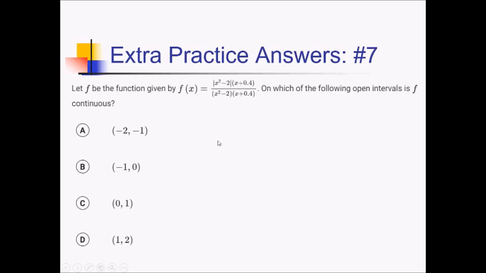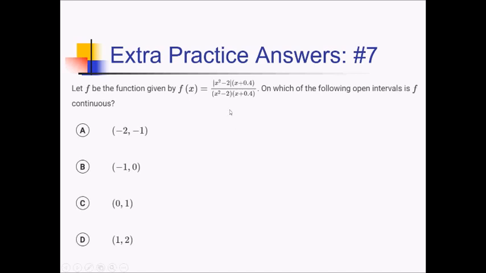On this problem, we're given this rational function with some absolute value fun thrown in. We want to know on which of these intervals is the function continuous. Well, probably the easiest way to do this is to figure out where it's not continuous and then eliminate the intervals that have those discontinuities.